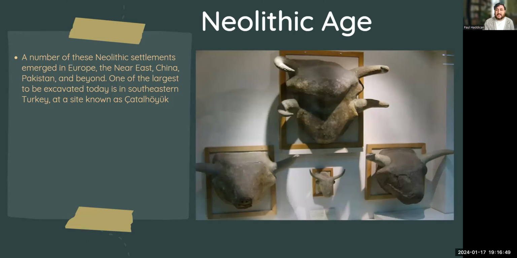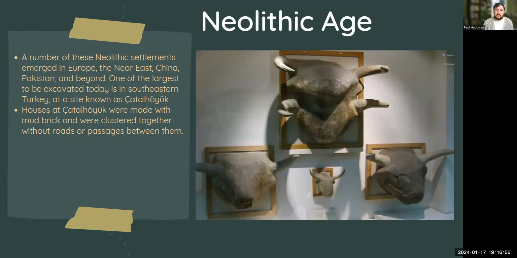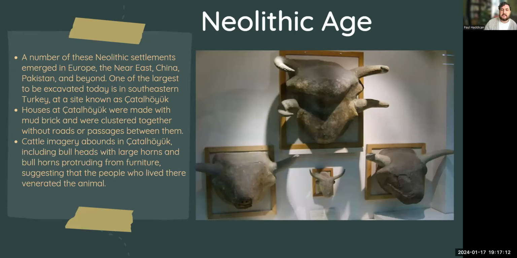And one of the largest to ever be excavated or found is in southeastern Turkey, and it is known as Çatalhöyük. Houses at Çatalhöyük are made from mud brick and were clustered together with roads or passages between them. They're actually fully encased. You never have to leave the inside of your home or the city as you're traveling between these different buildings.